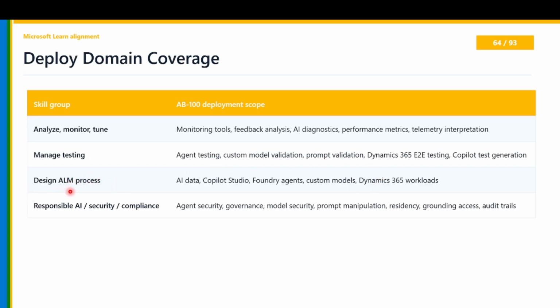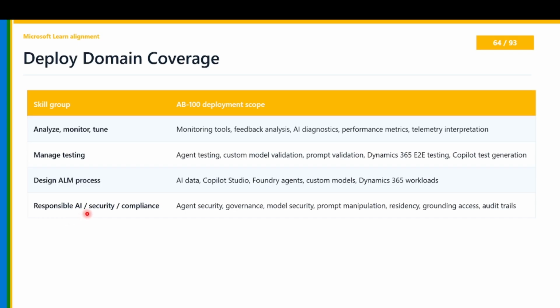Then we have design ALM process. Remember, ALM is application lifecycle management. How do you start, how do you manage an application from building to deployment, to usage? How do you manage it? So the entire application lifecycle process. We'll be looking at these two here: AI data, Copilot Studio, Foundry agent, custom models, Dynamic 365 workflow.